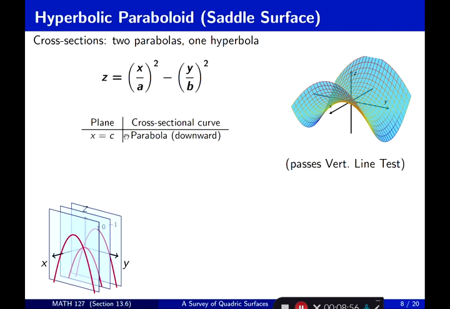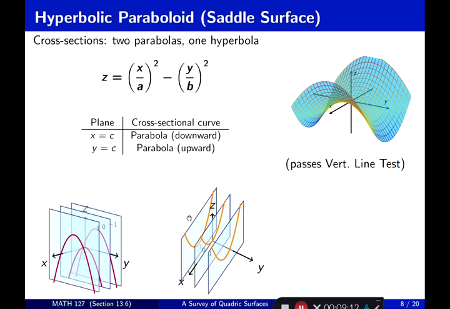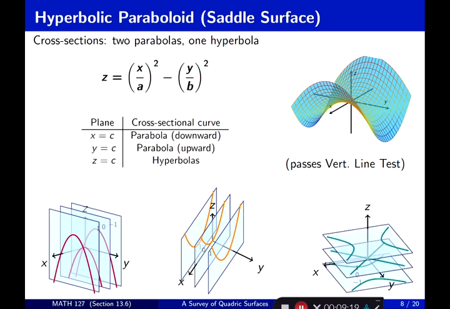So if x is equal to c, you get a parabola, but it's going to be looking downward, because if x is equal to c, you have negative y squared over b squared. And then if y is equal to c, you get parabolas, but they're looking upward. If you set z equal to c, they're hyperbolas, except that one at the middle plane down there. That's going to be basically two intersecting lines.